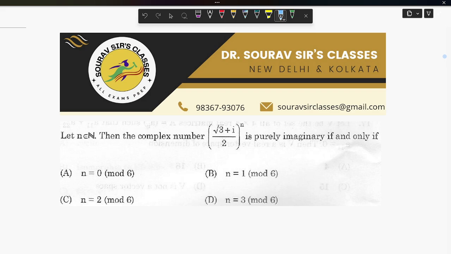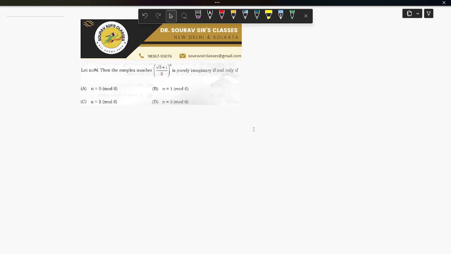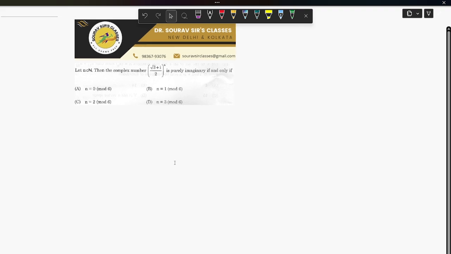Now we are going to solve a mathematical problem which appeared in PUMDET in the year 2024. The question says: let n belong to N, then the complex number (root 3 plus i)/2 whole to the power n is purely imaginary if and only if, and there are four options: n congruent to 0 mod 6, n congruent to 1 mod 6, n congruent to 2 mod 6, and the fourth option is n congruent to 3 mod 6. So what can we do with this question?